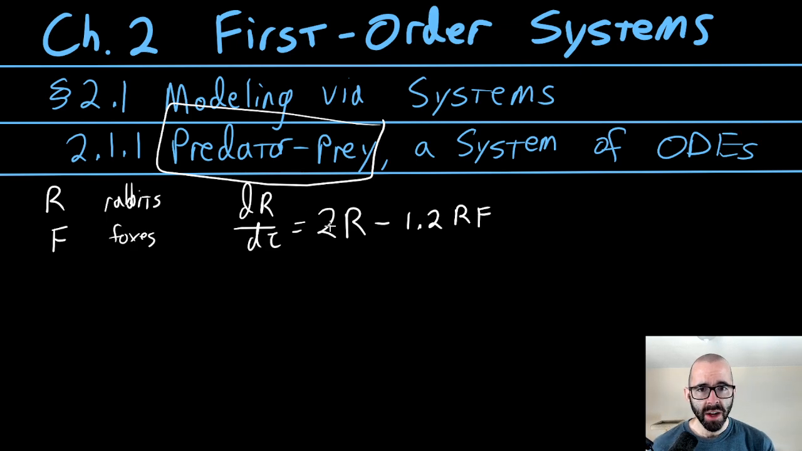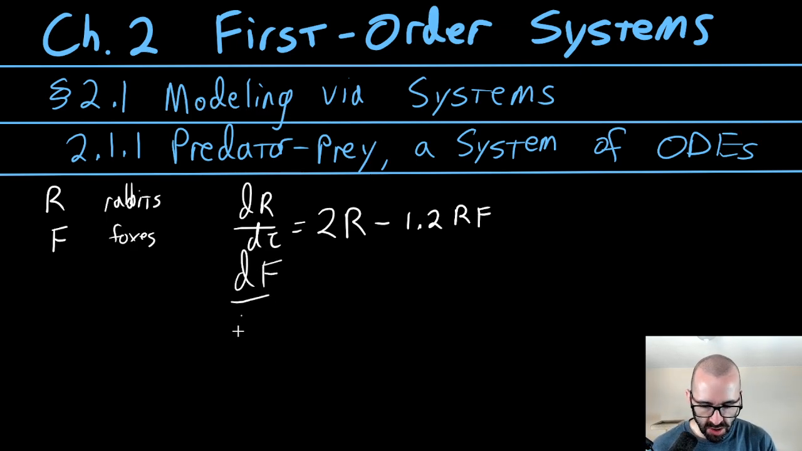This is saying that we're losing rabbits. The rate of change has a negative quantity. We're losing rabbits based on how many rabbits and foxes there are. But we also have to model the fox population, right? Well, how are the foxes changing over time? Well, in general, they're not doing great. Without the rabbits, the foxes are going to die off. This is exponential decay.